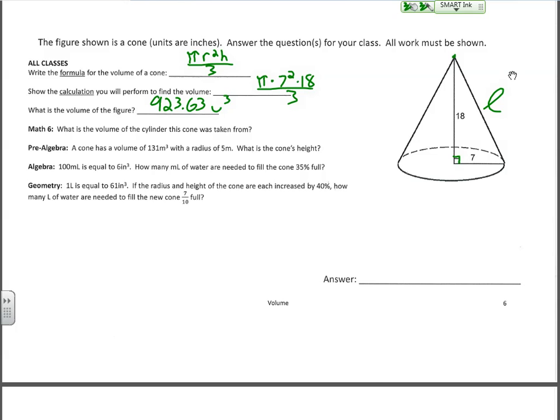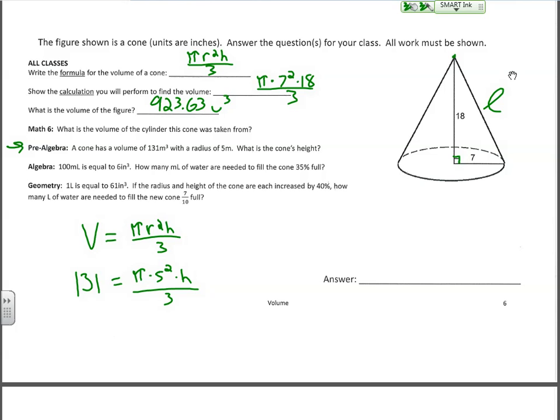Then, your job, being in pre-algebra: a cone has a volume of 131 cubic meters with a radius of 5 meters. What is the cone's height? So in this case, we're working with that formula for the volume of a cone. The volume is pi times the radius squared times the height divided by 3. I'm giving you the value of the radius, and I'm giving you the volume. So we can replace this capital V for the volume with 131. We can replace the radius with 5, and we're solving for the height.